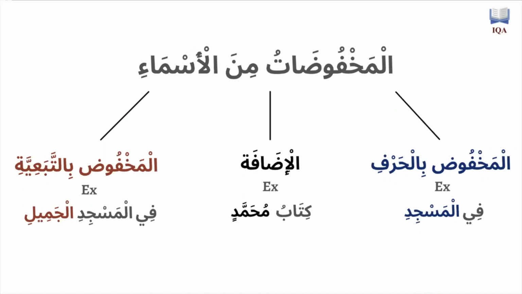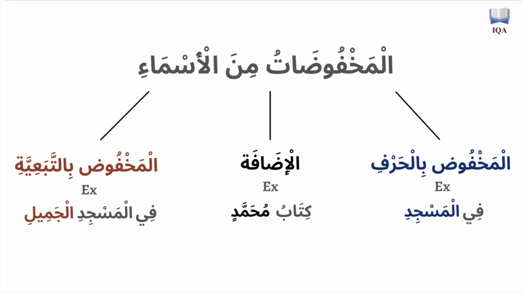Alhamdulillah. So here we're going to speak about al-makhfudat min al-asma, the nouns that are makhfud. First and foremost, you need to understand that makhfud and majrurun mean the same exact thing. Makhfudun and majrurun mean the same exact thing. In Arabic grammar, there are two different schools, and I have a video on my YouTube channel. I explain this for those who are interested.